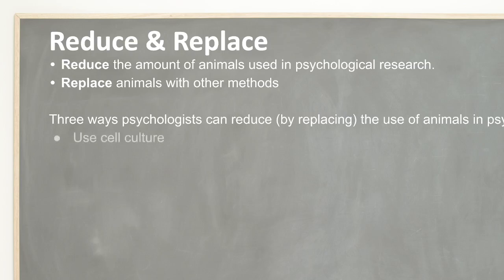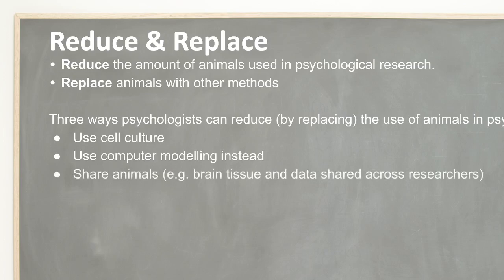And we could use cell culture, meaning if you wanted to look at neuroplasticity, you can create artificial cells in the lab and go from there. So you don't actually have to damage the animal. You can just look at what's happening in the cell. You can use computer modeling, which we'll have a look at in a moment.